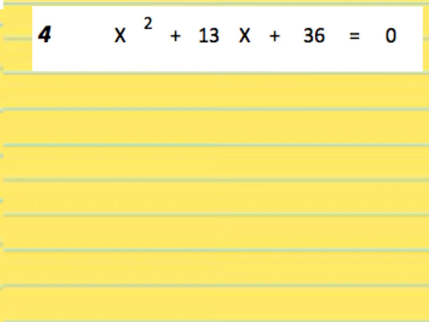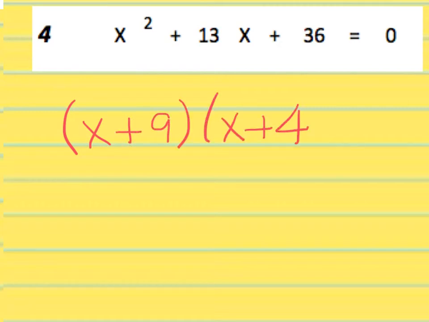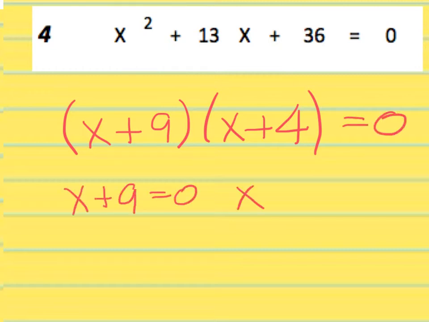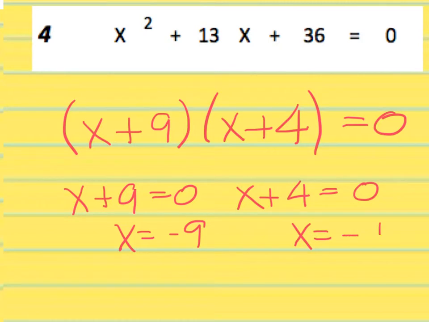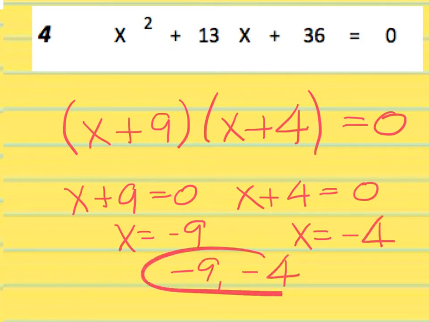For this problem, it's going to factor out to be this: x plus 9, x plus 4. And if you do x plus 9 equals 0 and x plus 4 equals 0, you'll have x equals -9, x equals -4. So your zeros are -9, -4.